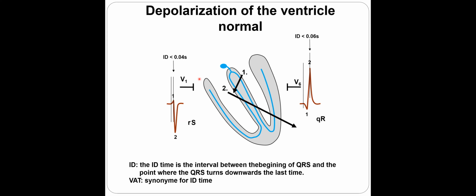And this is different in different leads. In V1, this is less than 0.04, less than 1 millimeter. However, in V6 it's more, because it's at the top of the R wave, so it's less than 0.06. Now, this is the normal value. If we have a conduction abnormality on the right side, the ID time or the ventricular activation time is elongated on the right side. If we have a left-sided one, it will be elongated on the left side.